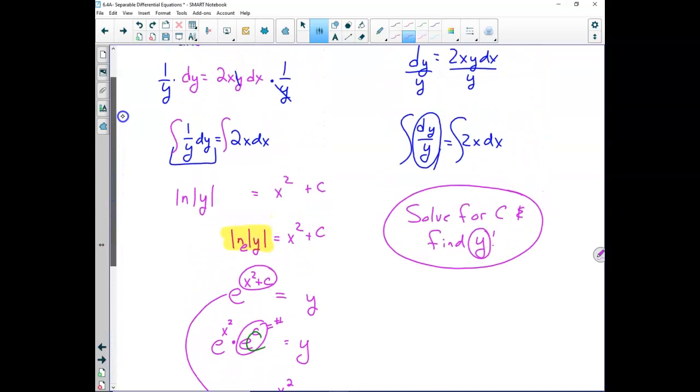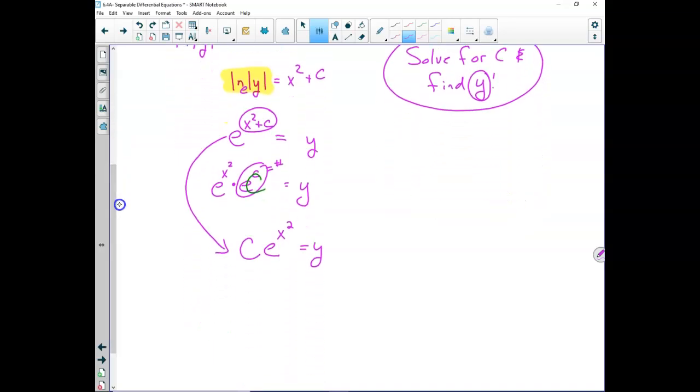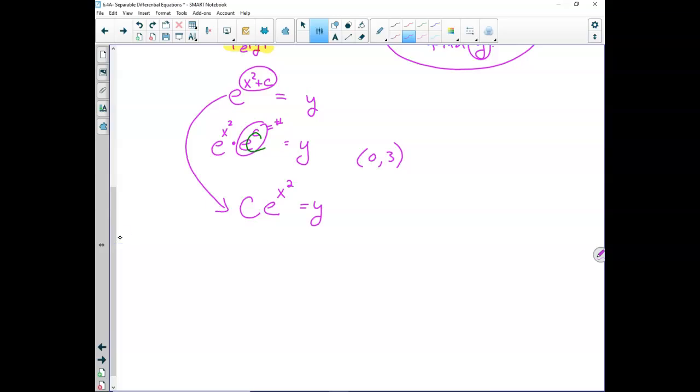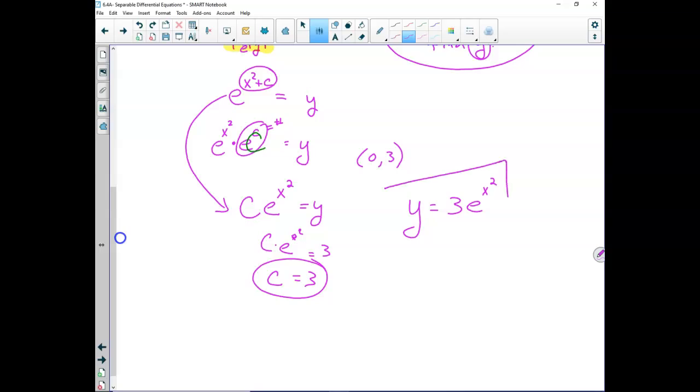Then I'm going to take my initial condition of 0, 3, and I'm going to use that initial condition to find my c. So 3 equals e to the 0 squared times c. So c equals 3. Does it always work? Well, not always, but c is 3. Therefore, my function is y equals 3e to the x squared. That is my exponential function after I separated my variables.